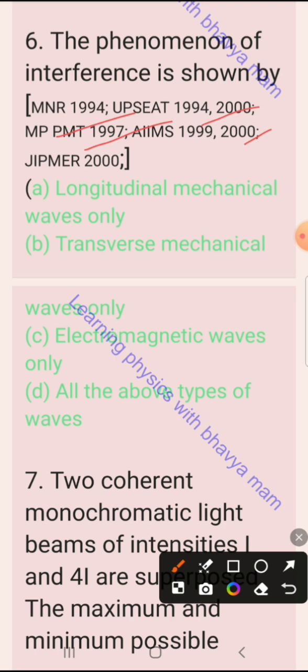And light, X-rays, gamma rays, all these are electromagnetic waves, which are not mechanical waves. Electromagnetic waves do not require a medium for their propagation. Electromagnetic waves are transverse in nature, but they do not require any medium for propagation. But here the question is, the phenomenon of interference is shown by all the above types of waves: longitudinal, transverse and mechanical waves as well as electromagnetic waves. All these waves undergo interference. So, therefore, option D is correct. Is this clear, student?